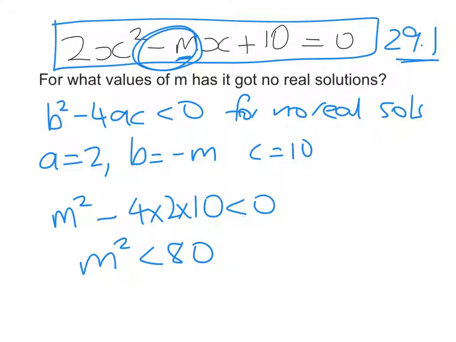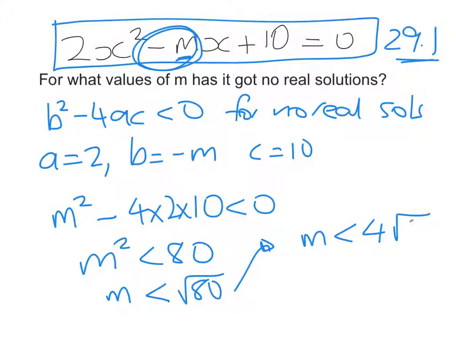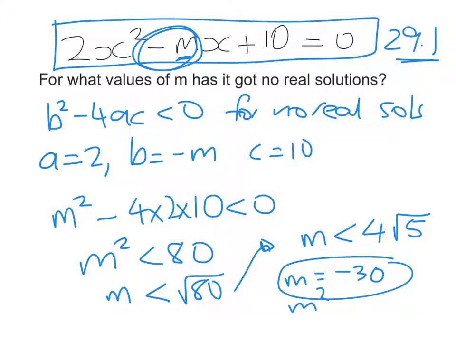Now, don't immediately jump to what I think a lot of you are probably going to do, which is to square root both sides and get m is less than the square root of 80. And we'll do that properly now. We'll take out the 16 that's lurking in there. So m is less than 4 root 5. Okay, now that's not right, because if I put in m is equal to negative 30, m squared is equal to 900, which is definitely not less than 80. So let's take a better look at how to do these ones.